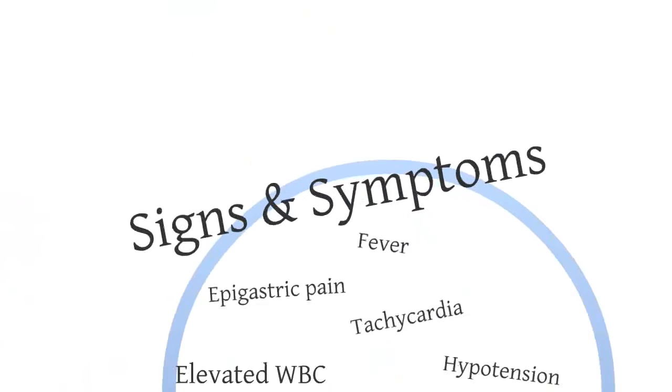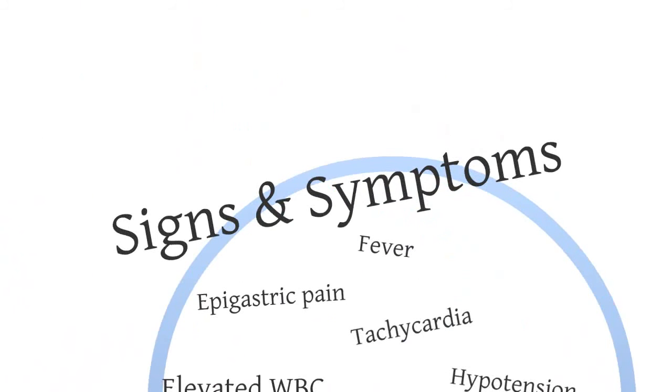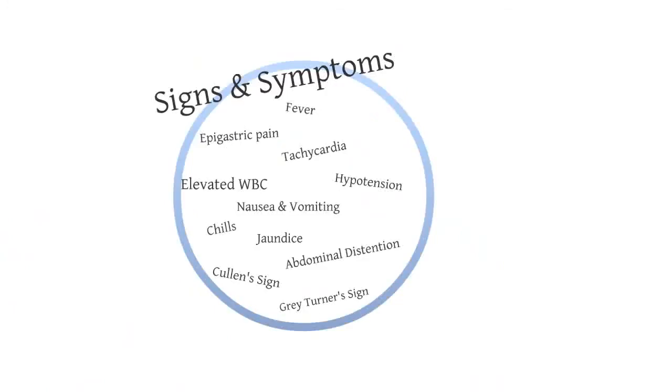Now let's talk about the signs and symptoms of pancreatitis. Pancreatitis often presents with a mild to severe epigastric or upper abdominal pain that radiates to either side of the patient and/or to the patient's back. Common aggravating factors include binge drinking or eating heavy meals. Other signs and symptoms include tachycardia, an elevated white count, hypotension, nausea and vomiting, chills, jaundice, otherwise known as yellowing of the skin, and abdominal distension.